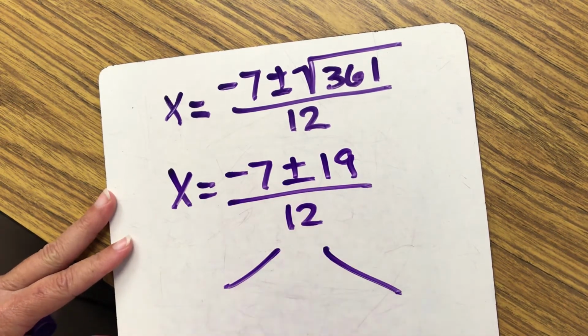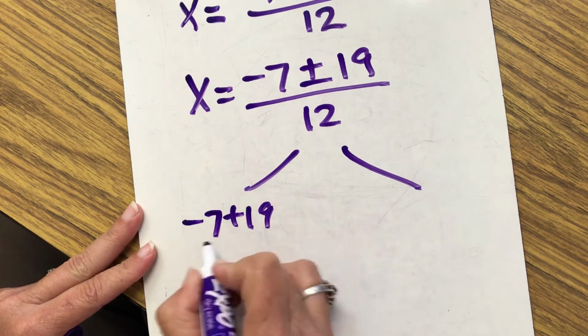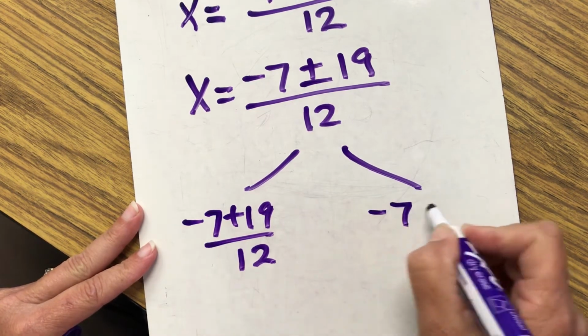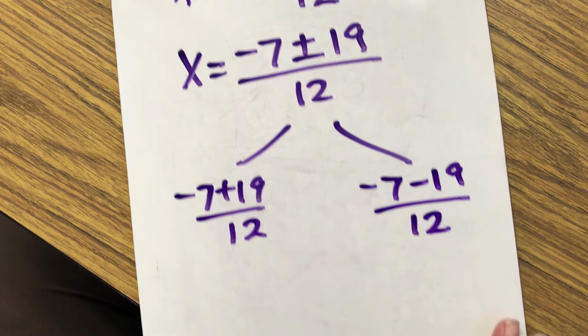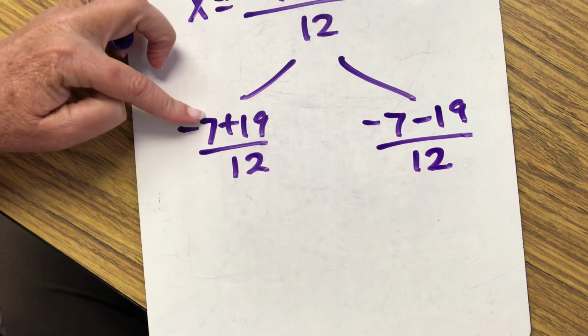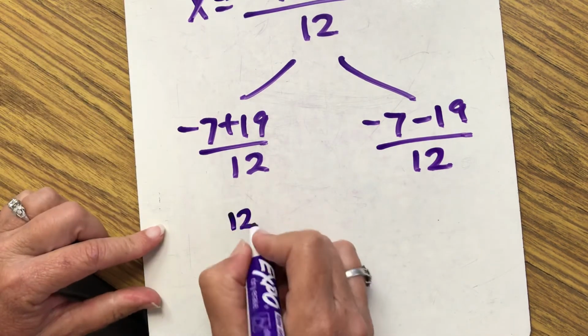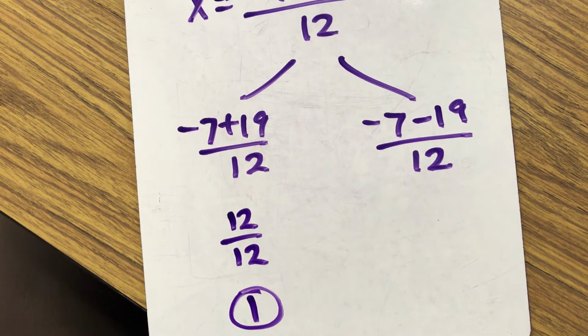And then we split and solve. So we have negative 7 plus 19 all over 12. We have negative 7 minus 19 all over 12. I think we're going to have some interesting answers here. So 19 take away 7 is 12. 12 divided by 12 is 1. So there's one of our solutions, one of our intersection points, which is nice.